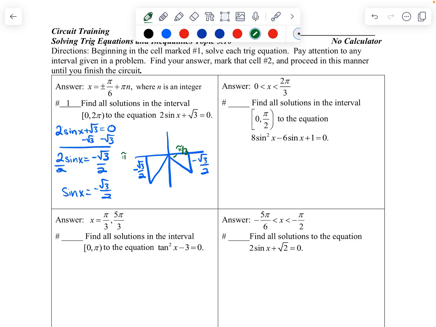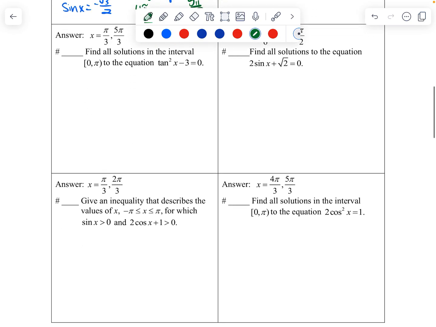Well, this is pi, which is 3 pi over 3. So this angle measurement is 4 pi over 3. And this is 2 pi, which is 6 pi over 3. So this would be 5 pi over 3. So what we're going to do is go to the one that has that on the top. So here we go. And this is going to be our number 2.